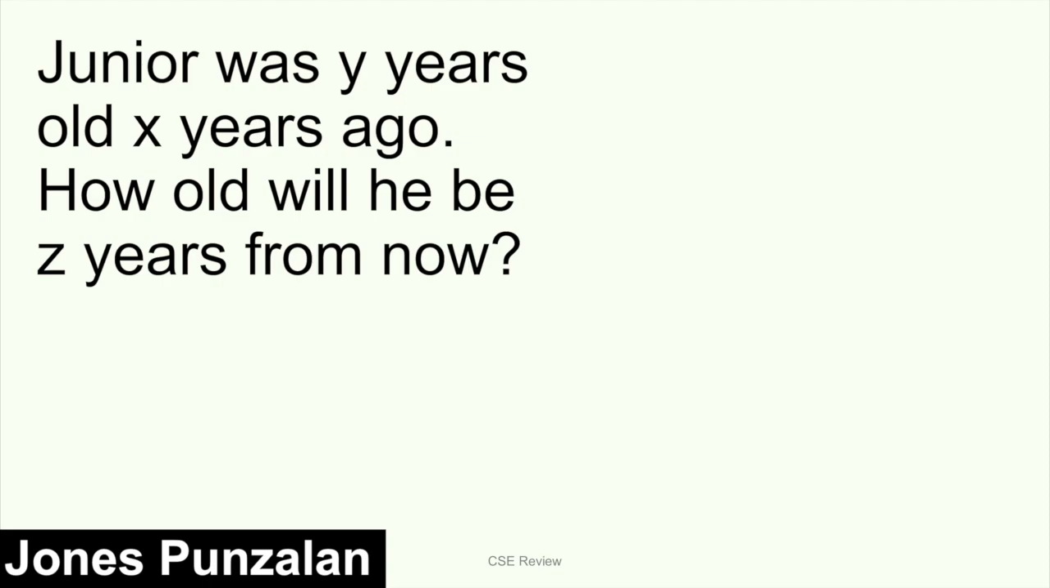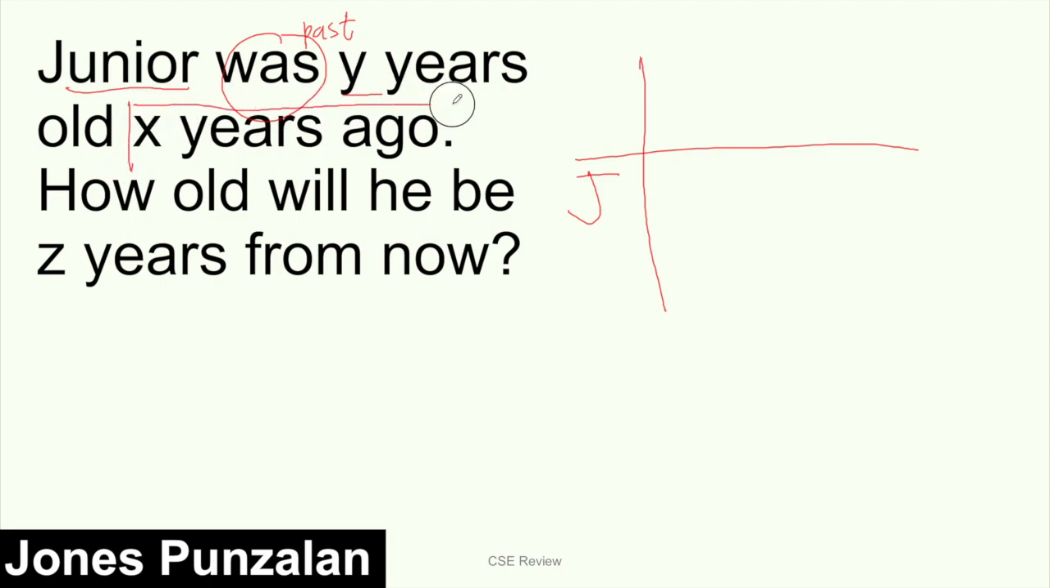Sabi niya, Junior was Y years old X years ago. How old will he be Z years from now? Actually, this is a good example of a question na magagamit nyo yung ating table technique. Kasi all you have to do is to draw the table. Ngayon si Junior lang naman na pinag-uusapan, wala namang ibang tao. So, ibig sabihin, siya lang ang tao. Ang hinahanap ngayon is kung ilan yung mga time period. Meron kang was, which is in the past, Y years old, X years ago. So, in X years ago, yan yung time period, Y yung age ni Junior noong X years ago.